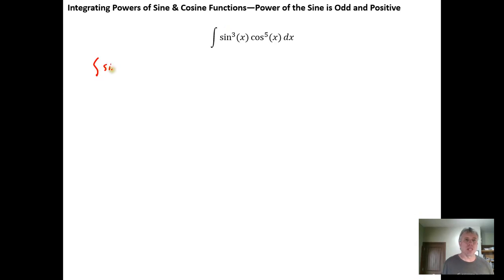We're integrating the sine cubed of x cosine to the 5th power of x dx. And what you do is you save a sine function. So in other words, we look at this sine cubed as if it's a sine of x times the sine squared of x. So we still have the sine cubed. And this is times the cosine to the 5th power of x dx.